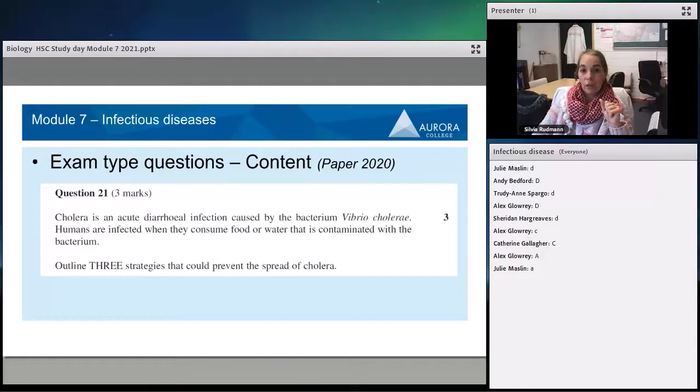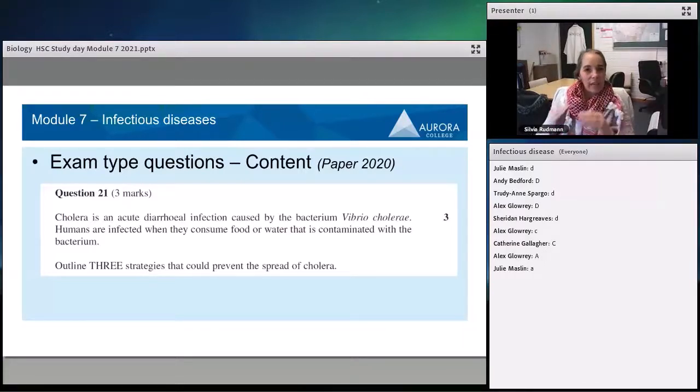This is for the paper from last year. It's related to cholera: outline 3 strategies that could prevent the spread of cholera. It says again, outline. Very simple strategy and a very simple description of the strategy. Nothing too much in there. However, it is better for you, to reach that Band 6, to put the next verb in here, which is explain. This is a tip from under the table, right? A little bit of a corruption.